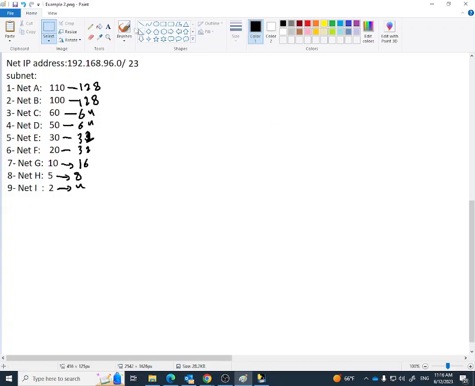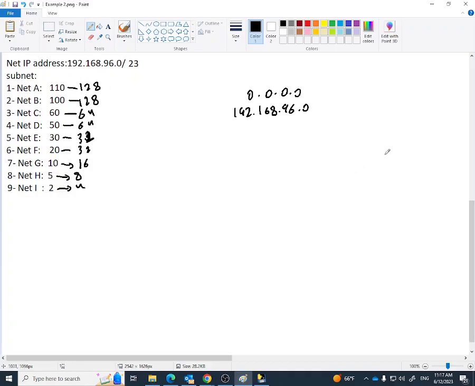I'm going to start by doing the following. I'm going to take the IP address. Let's start with the mask 0.0.0, and this is going to make it 192, 168, 96.0. Now, the first thing we need to figure out, what will be the prefix for the first network.